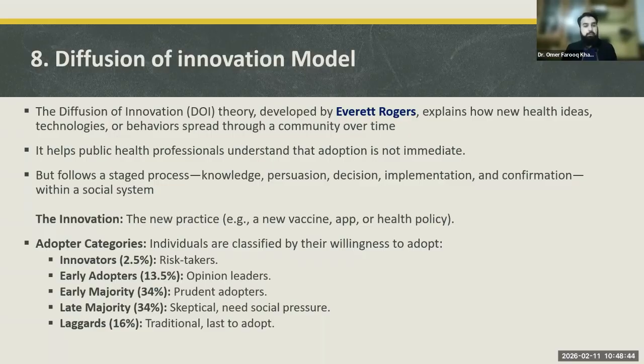So adopter categories are there. The individuals are classified by their willingness to adopt. So there are 5 adopter categories. Number one are innovators. They are very few people. They are the risk takers. These are only 2.5% of the general population who take risks in adopting new things.